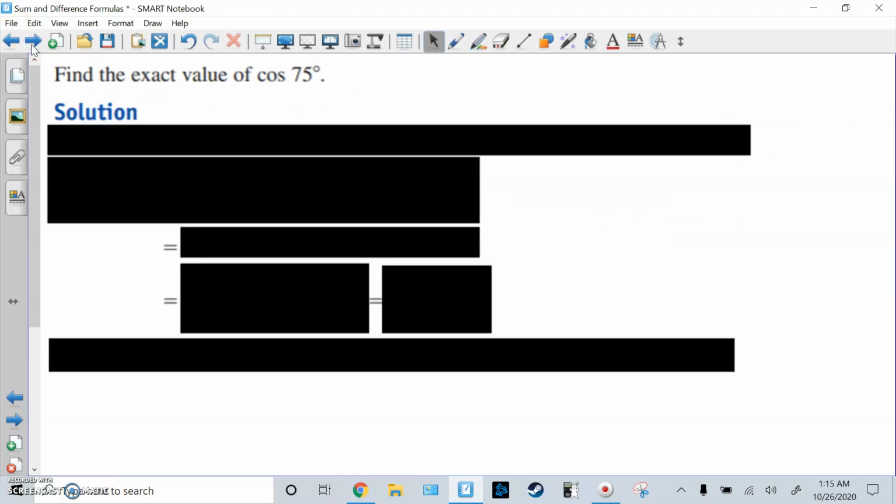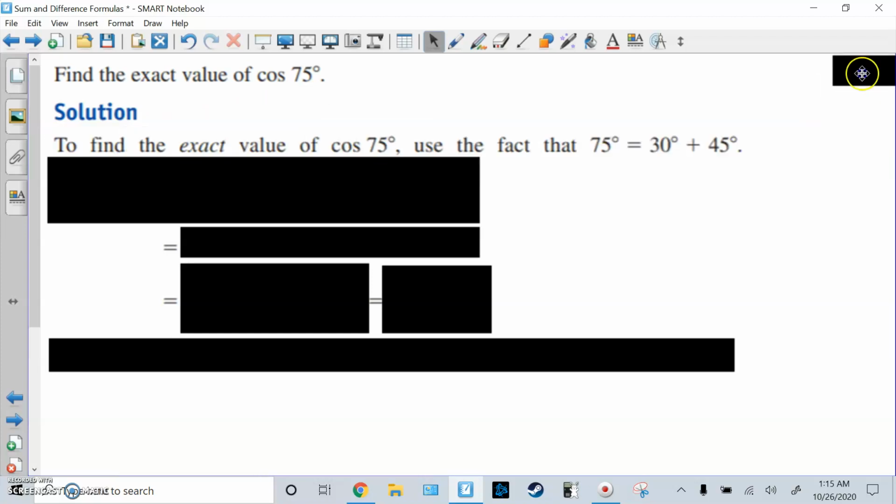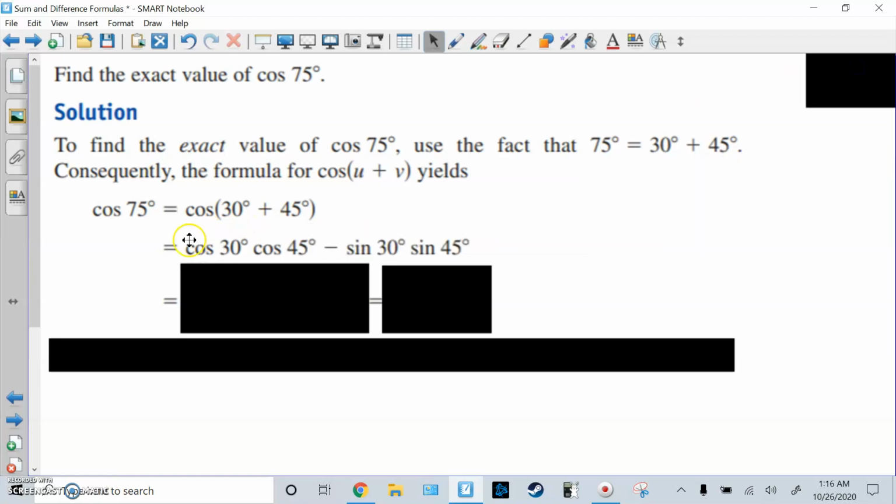Alright, so find the exact value of cosine 75. Notice that's not on the unit circle, so we can use the fact that 75 is really 30 plus 45, and these are on the unit circle. So we change cosine 75 into cosine of two parts, 30 plus 45. We then use that formula to say cosine times cosine minus sine times sine.